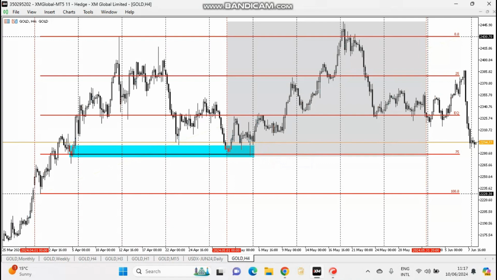It's an area where we see price reverse from. In the long-term analysis, gold is bullish. That's what we have been seeing, what we have been trading. The bias was gold is bullish, so I'm not going to get into that right now.